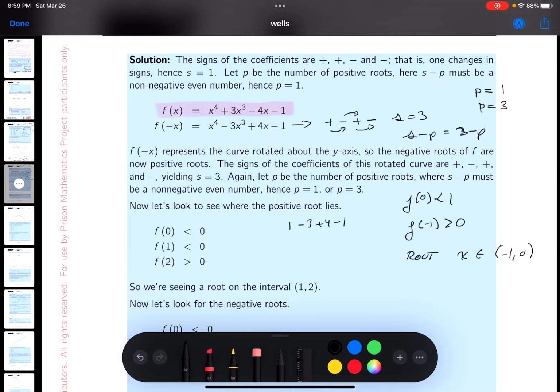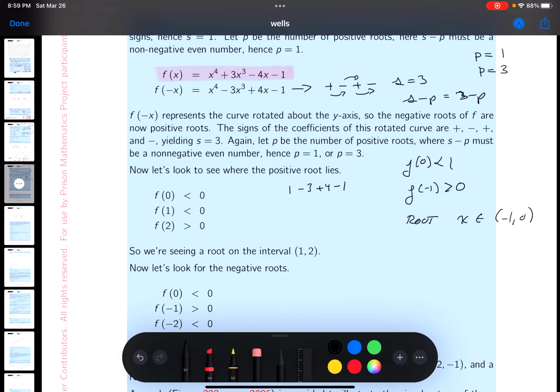All right? Now, certainly, I want to get a feel for it. And someone says, why do you need a feel for it? To see what's happening. All right? So I'll do f of minus 2. And what does that give me? 16. Well, then you get minus 24. Then you get plus 8 minus 1. It's negative. All right? So it's changed signs. So f of minus 2 is less than 0. So now you have another root, and the root's going to be x is on the interval between minus 2 and minus 1.